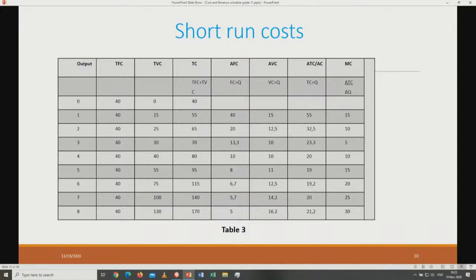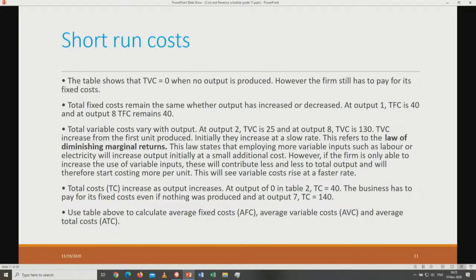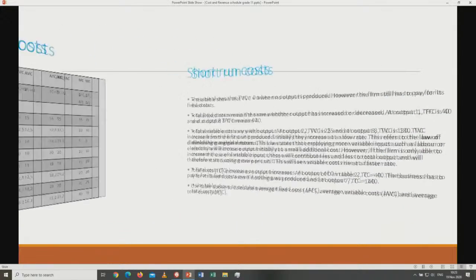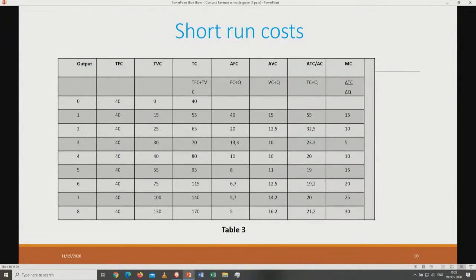Okay, let's continue. Now, I just want to emphasize bullet number 3 here. The total variable cost, we say it changes with output. When the output changes, the variable cost or the TVC changes also. Now it says here at output number 2, your total variable cost is 25. And at output number 8, your total variable cost is 30. So let's see whether that is true according to this table. It says your total variable cost changes with output.